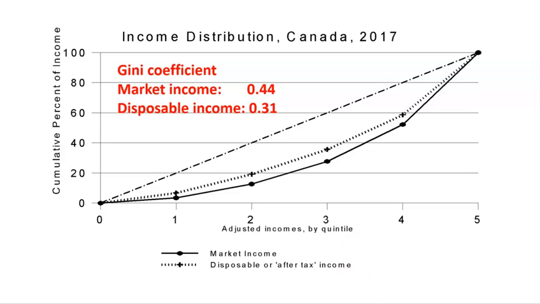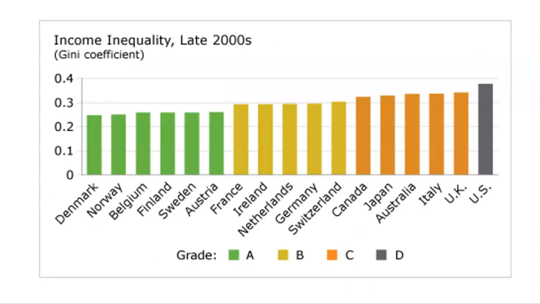How does Canada compare to other countries? Well, here's a graph that I found dating from the late 2000s, so in other words, around 2009 or so. But these things don't really change very much from year to year. Not surprisingly, the United States is the most unequal of these countries.